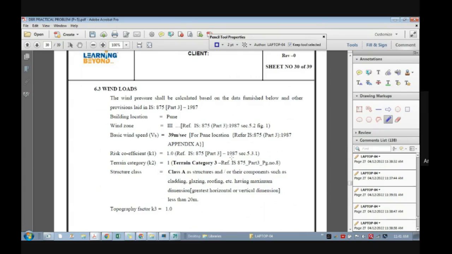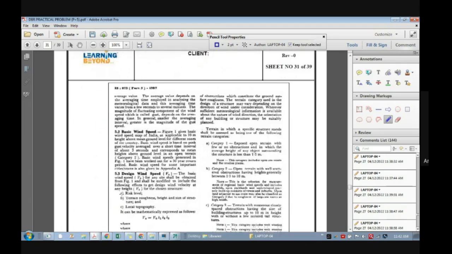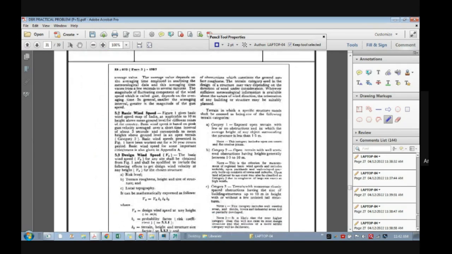Wind load. Apart from earthquake, we have a lateral load, which is wind load, Part 3, IS 875. So you know the wind zone, what is the location of the building, zone 3. Then basic wind speed, it is given in IS 875, Appendix A. Risk coefficient, Part 3, clause number this, terrain category. So every data is given in the IS codes. Okay. K3 factor and everything. So these are the references of IS 875.